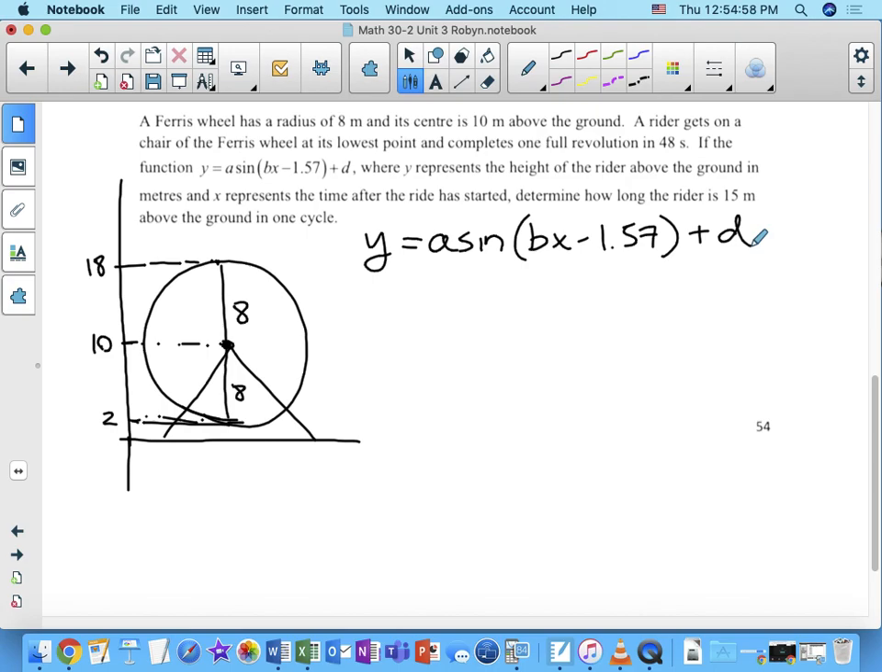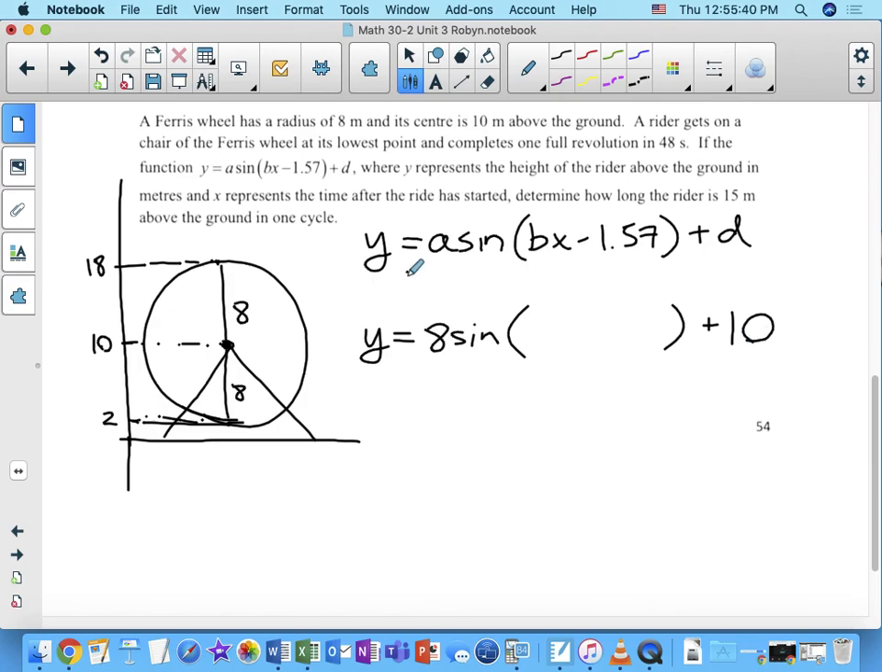Do we know what the amplitude is? Yeah, what's the amplitude? 8. Okay. Do we know what the midline is? 10, because that's the middle of the wheel, or the height of the middle of the wheel above the ground. Okay, what about the period? So the period is 48. Is that going to be the B value, though? No. How would we get the B value? Period equals 2 pi over 48.